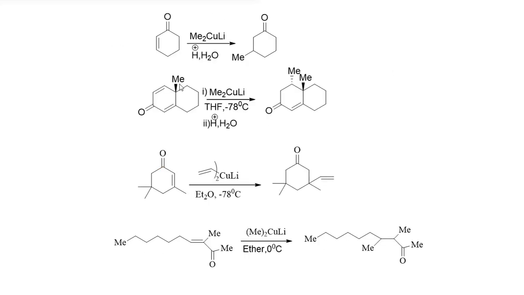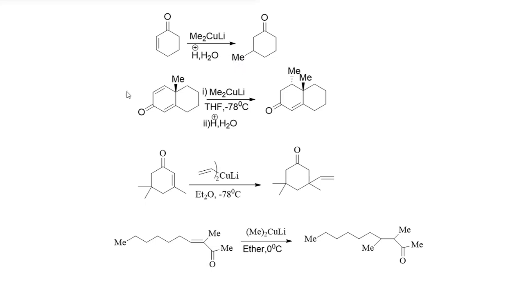Another important example for this 1,4 addition or conjugate addition is this. It is an alpha beta unsaturated ketone, which on treating with lithium dimethyl cuprate followed by acid workup, you will get this ketone. Here the methyl group gets substituted at the 4th position, the beta position of the carbonyl group of the alpha beta unsaturated ketone.